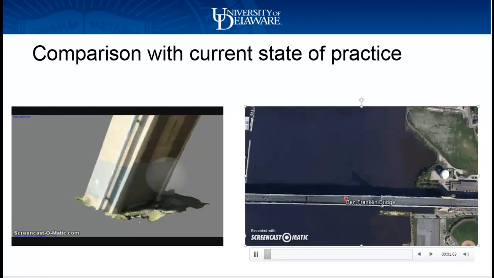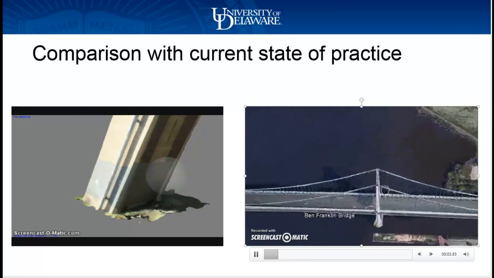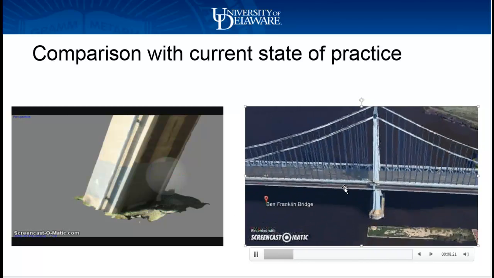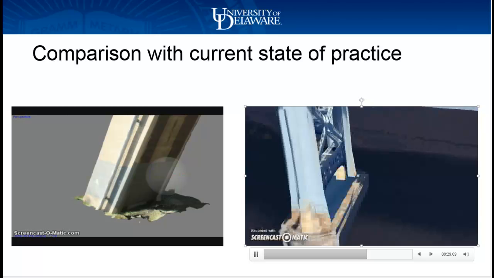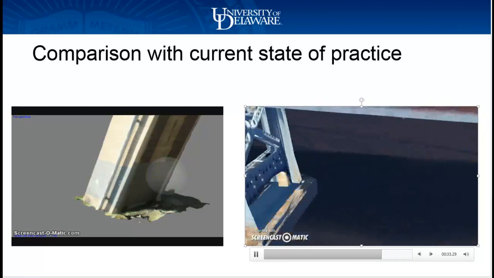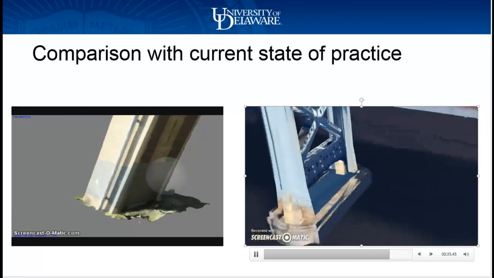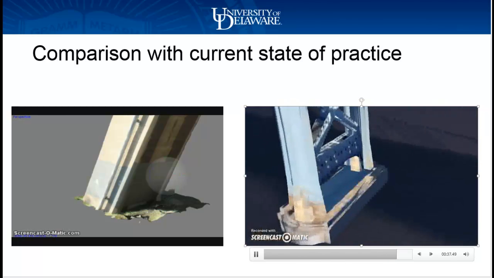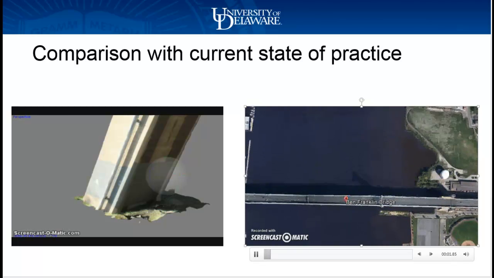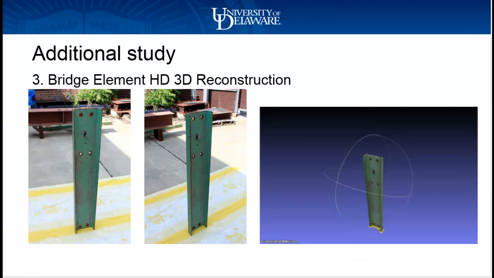We compared our 3D model with the current state of practice. On the right side is a 3D model of the Benjamin Franklin Bridge in Philadelphia, taken from Google Earth. As you can see, our model has a higher level of detail compared to currently available 3D bridge models. However, we are not done.